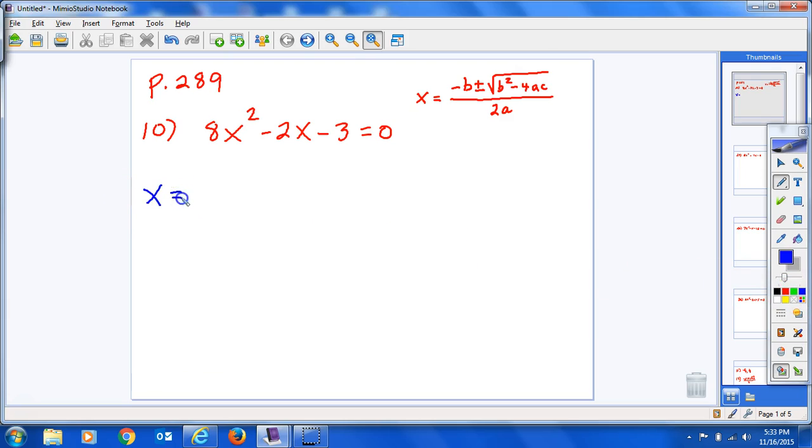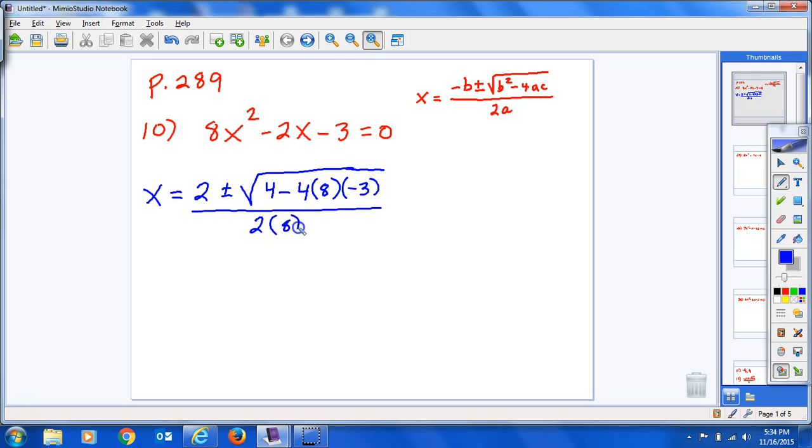We're going to find x by doing the opposite of b, which in this case would be positive 2, plus or minus the square root of b squared, which negative 2 squared is 4, minus 4 times a, which is 8, times c, which is negative 3. And all of this is going to go over 2 times a, or 2 times 8.